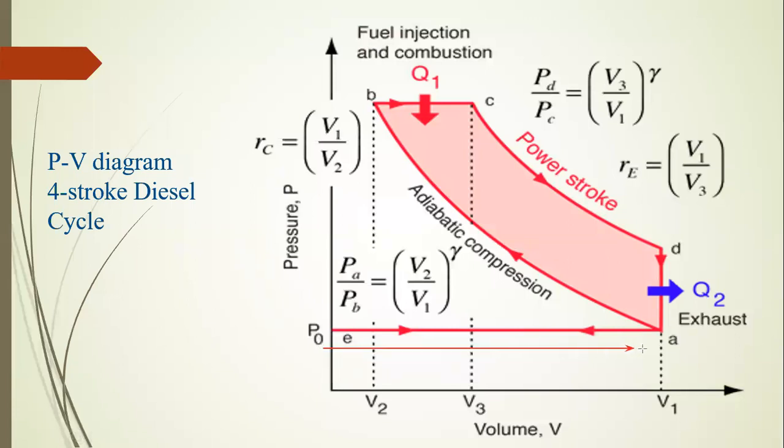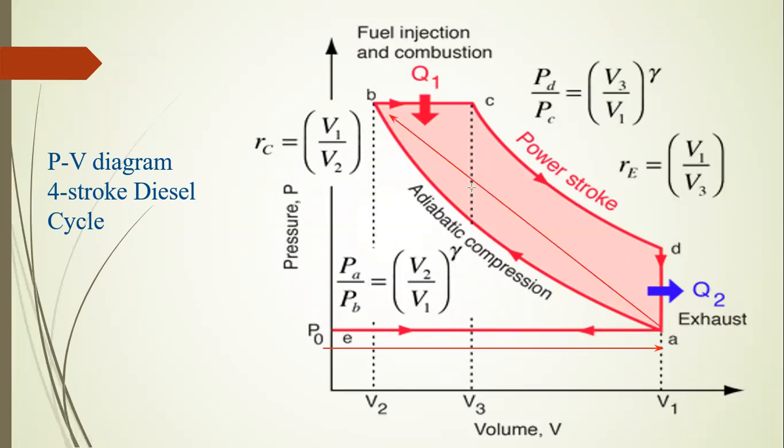Here P0 to A is called suction, where the air is drawn inside the cylinder. Then the compression stroke starts. Compression stroke means we compress the air. So from point A to B we have the compression stroke. That's called adiabatic compression. Here the relation between pressure and volume is PA divided by PB.